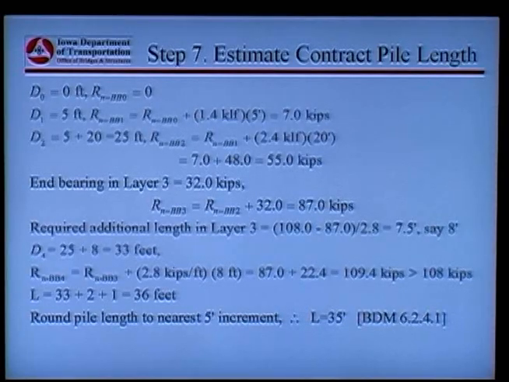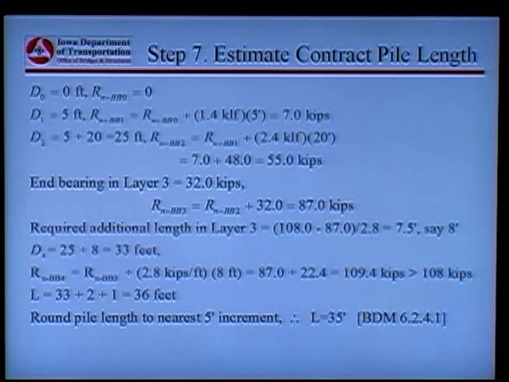So let's check back the total capacity, right? We have the resistance up to layer 3 plus the friction based on 8 feet penetration in layer 3, and the actual capacity we get is 109.4 kips, which is greater than what is required, determined on the previous slides based on the Iowa design chart, 108.